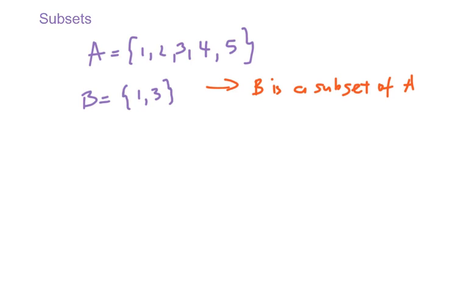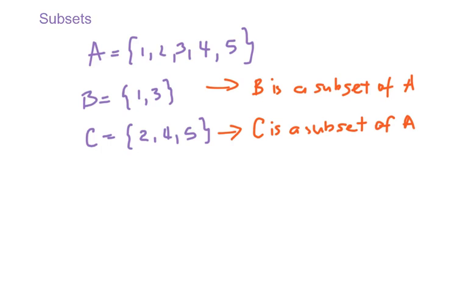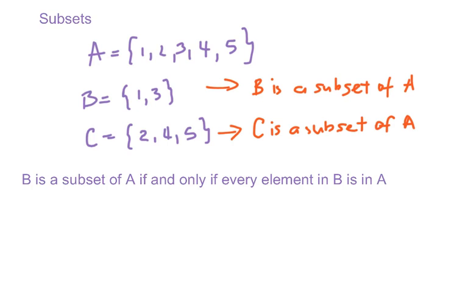Another example, suppose I had a set C that had the elements 2, 4, and 5. Since the elements 2, 4, and 5 are also part of the set A, that means that C is a subset of A as well. So the official definition for a subset is B is a subset of A if and only if every element in B is in A. And if we look at our example, every element in B, which is 1 and 3, belongs to the set A. Therefore, in our example, B is a subset of A according to this definition, as is C a subset of A, because every element that's in C, which is 2, 4, and 5, is in the set A.